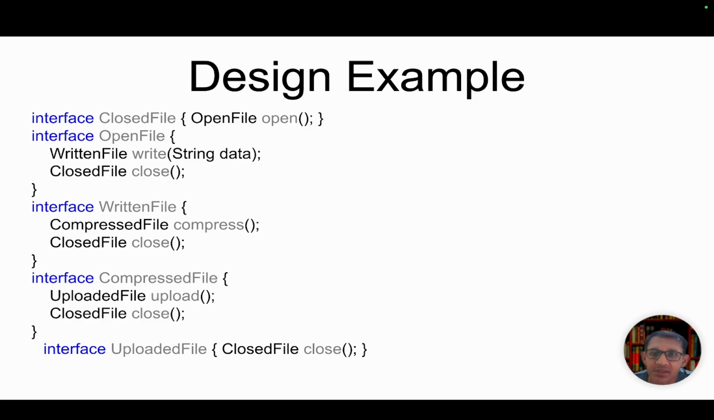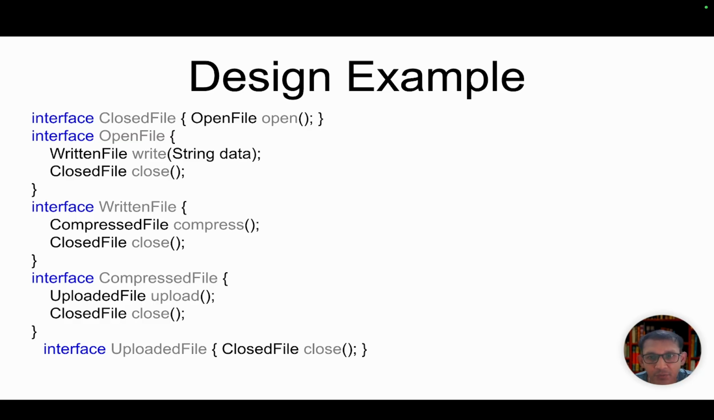This design makes several error categories impossible. You can't compress a file that hasn't been written to. You can't upload a file that hasn't been compressed. And you can't forget to close a file because the type system tracks whether you have an unclosed file reference.